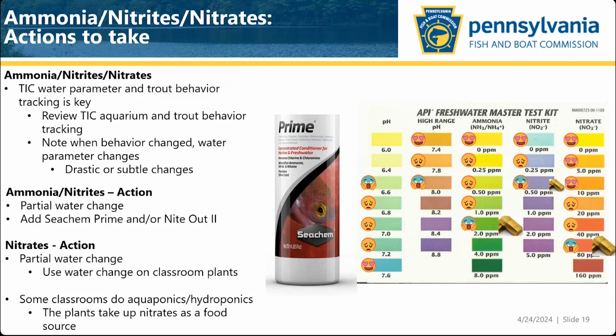For the classrooms that use a hydroponics or aquaponics style system, if some of those plants are not fully grown, or maybe you harvested some of the plants, that can additionally cause a spike. You just want to make sure that you're able to do partial water changes and keep up with your water testing to know when you need to do partial water changes.